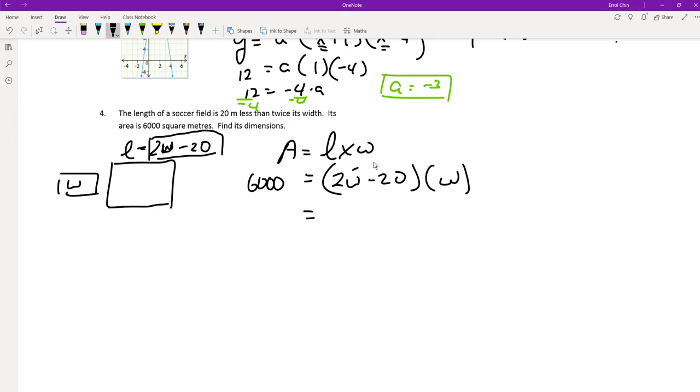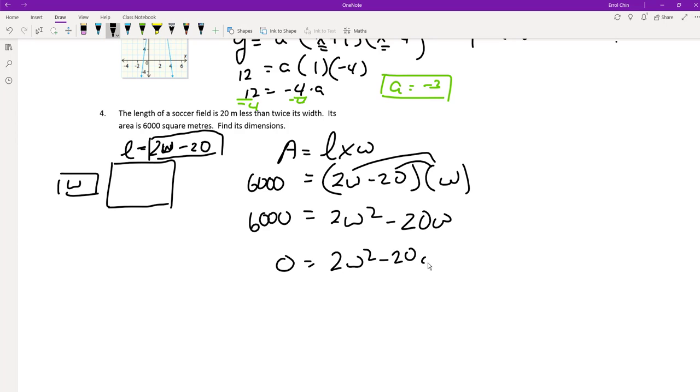Oops, I forgot a bracket. So I'm going to distribute. This is 2w squared minus 20w is equal to 6,000. And algebra is basically setting everything equal to 0, so I'm going to move that over: 2w squared minus 20w minus 6,000. In my previous lessons, is the a value 1? No, it isn't. So I'm going to factor it out.